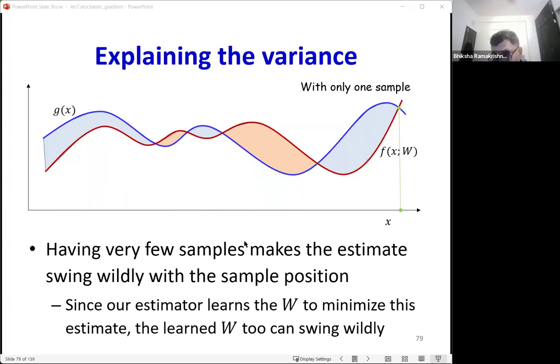But then when you're performing SGD, you have only one training instance. So if your training instance fell here, you're going to say, oh, I'm fine, my estimate is perfect. If it fell here, you're going to say, I have to push my function up. If it fell here, you're going to push my function down everywhere.